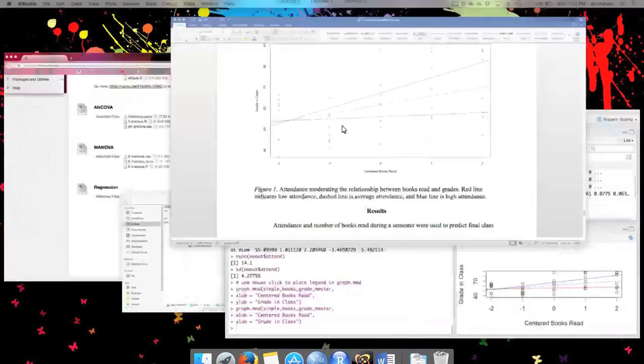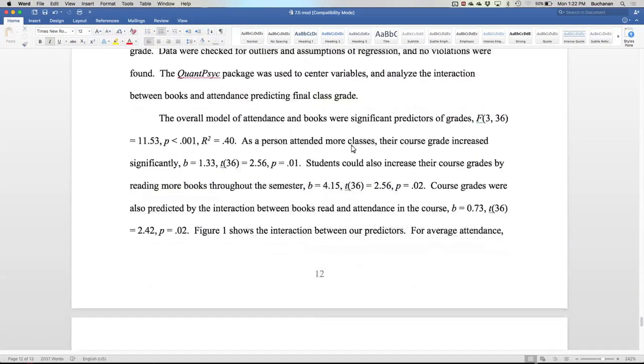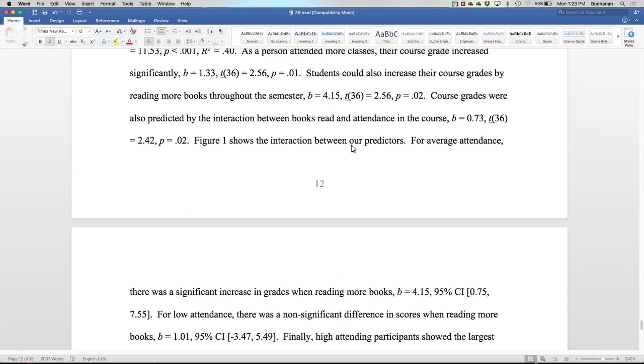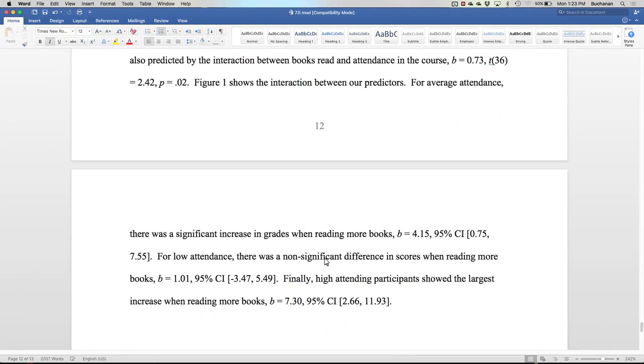And then when you present these, you do essentially the same write-up that you would have done for a simultaneous analysis. Yes, a model is significant. Here's B, here's B, here's B. And then you have a little paragraph that talks about the slopes. It's not even a paragraph, it's like 3 lines. And I included the confidence intervals. So for average attendance, X. For low attendance, books is. For high attendance, books is.